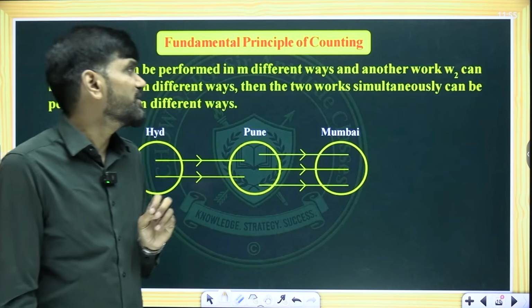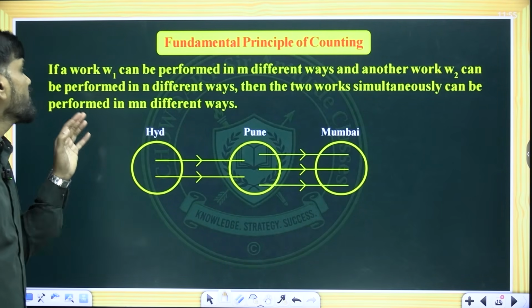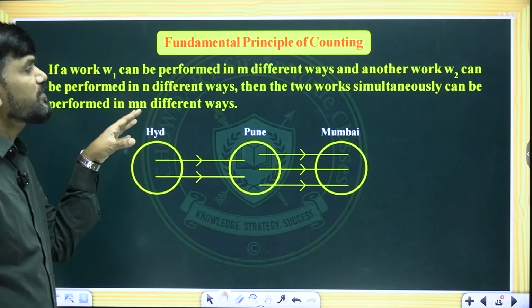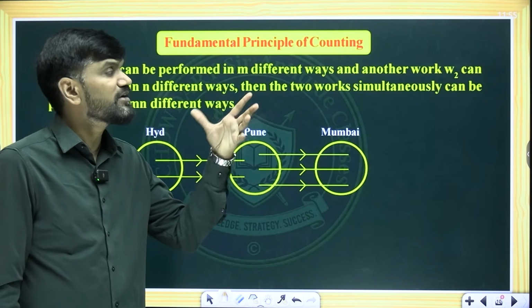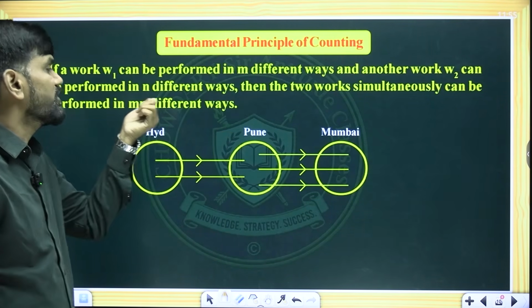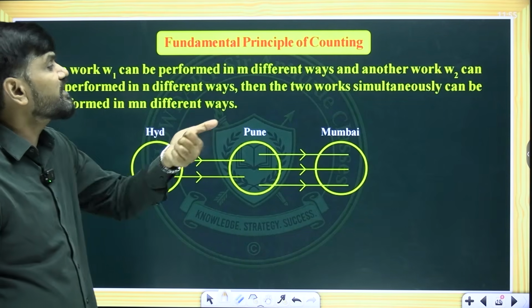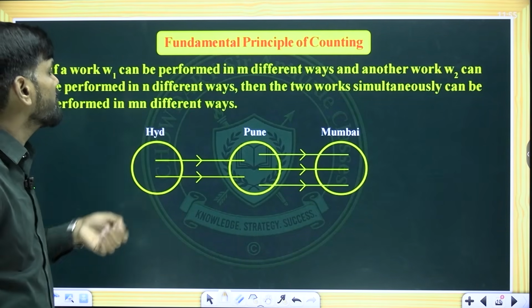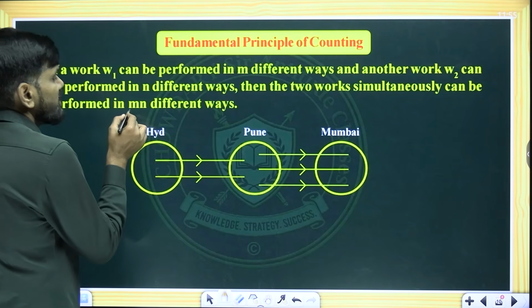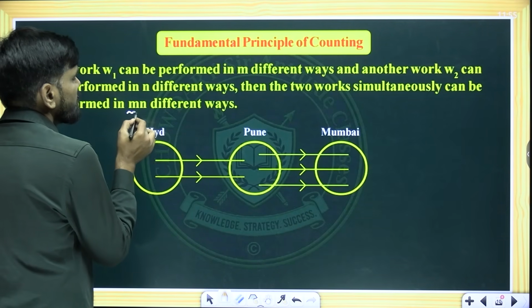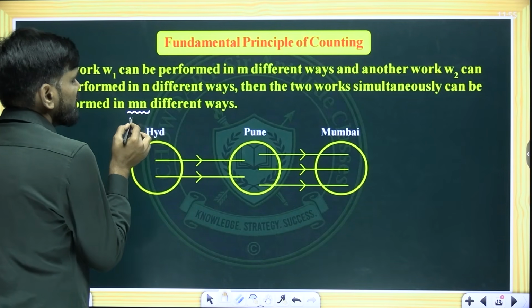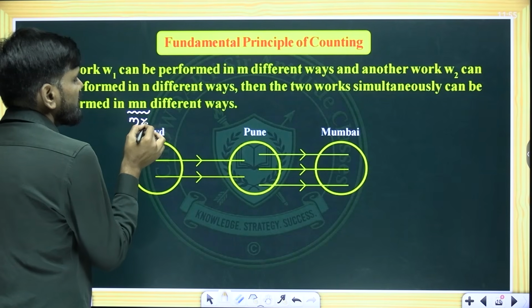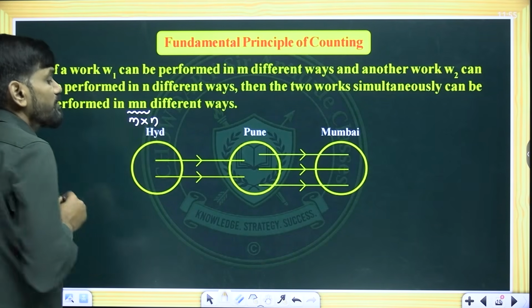So, what is the fundamental principle of counting? If a work W1 can be performed in m different ways and another work W2 can be performed in n different ways, then the two works together can be performed in m into n different ways.